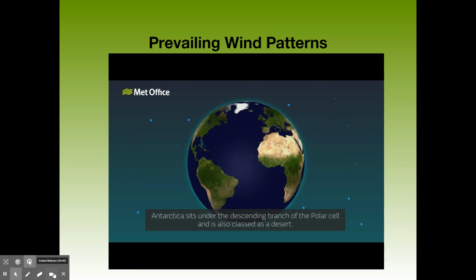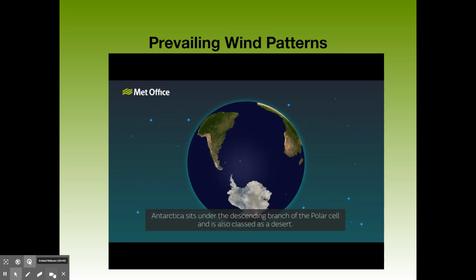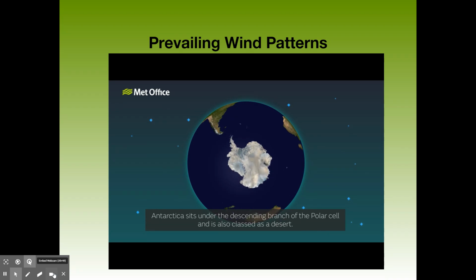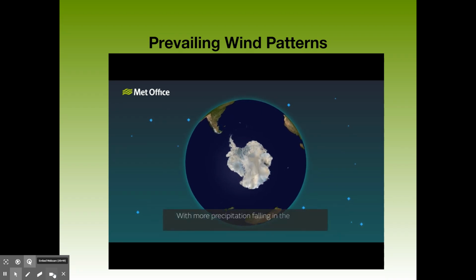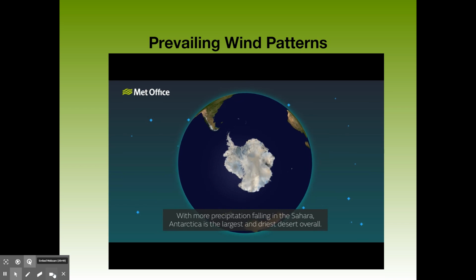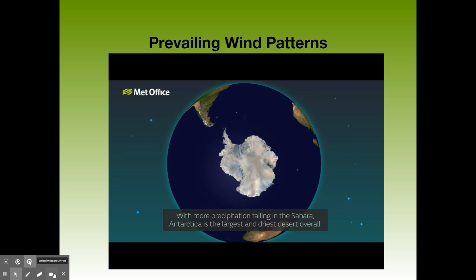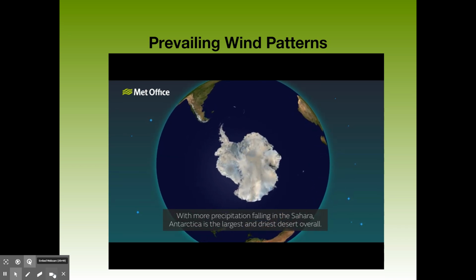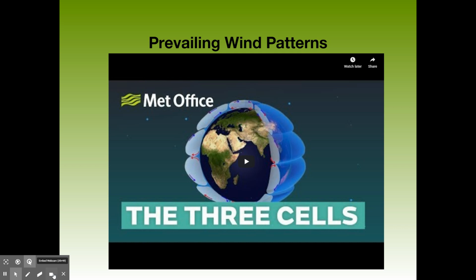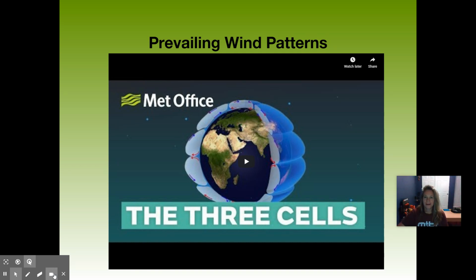Antarctica sits under the descending branch of the polar cell and is also classed as a desert. With less precipitation than even the Sahara, Antarctica is the largest and driest desert overall. It's pretty cool to think that Antarctica is a desert. A desert is classified basically by rainfall, so if you've got less rainfall, then it's a desert.